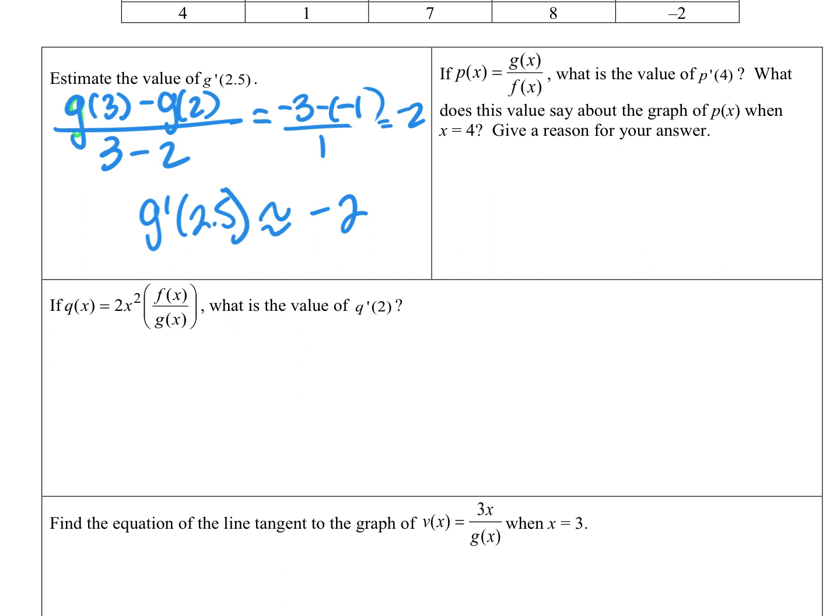All right, I want you to try this one on your own. Here, you don't know what g and f are, but that's okay. You still should use the quotient rule because it's a quotient of 2 functions. And then use your table to find the values. But first, write down what p prime of x is. Write down what that function is, then plug in 4. So try this one on your own.